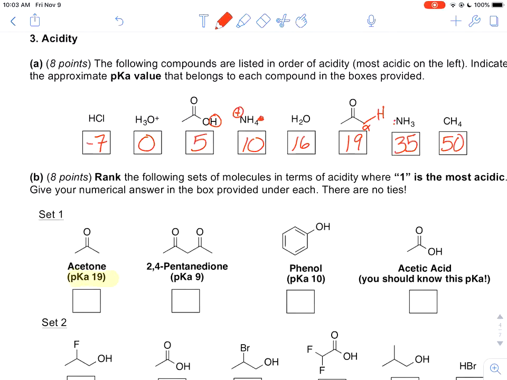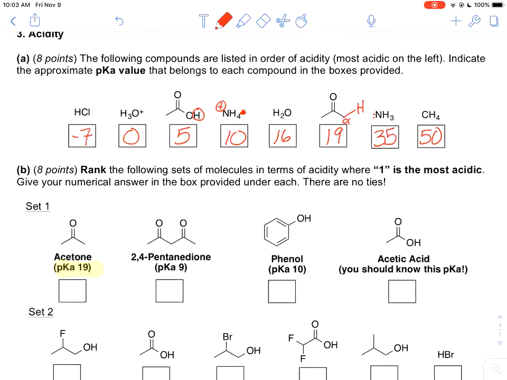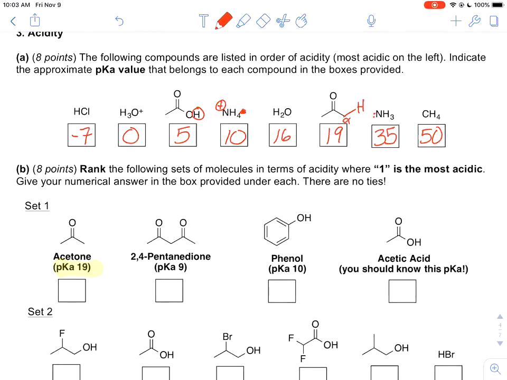Next, we're going to rank the molecules in terms of acidity. 1 is the most acidic, and there's no ties. So first of all, let's fill in acetic acid's pKa is 5. We saw that from above. And a low pKa means a low affinity for its proton, and that means a stronger acid. It's all relative. So this is going to be the strongest acid here, number 1.